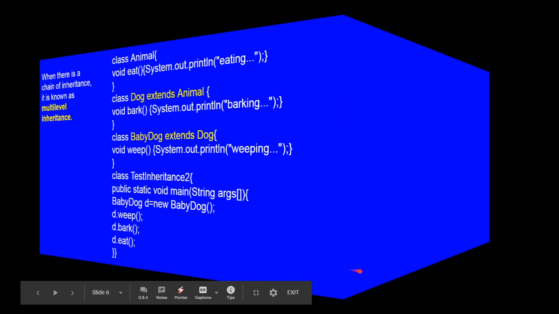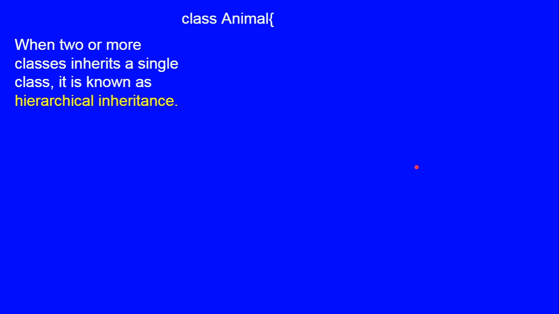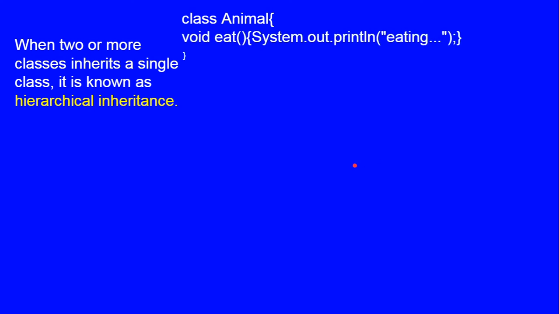Okay, now let us see the definition of hierarchical inheritance. When two or more classes inherit a single class, it is known as hierarchical inheritance. It is like a parent having many children, and those children acquiring the qualities of the parent, a single parent. Now let us see an example of how hierarchical inheritance works.